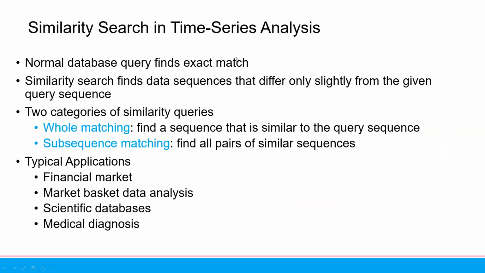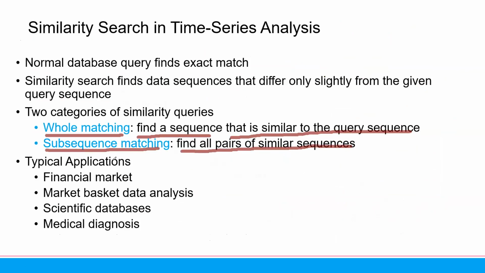So there are two categories. The first category, we call it whole matching. So we want to find the sequence that is similar to the query sequence. Or we have subsequence matching. We want to find all pairs of similar sequences.